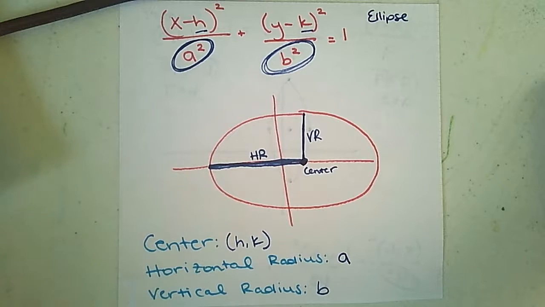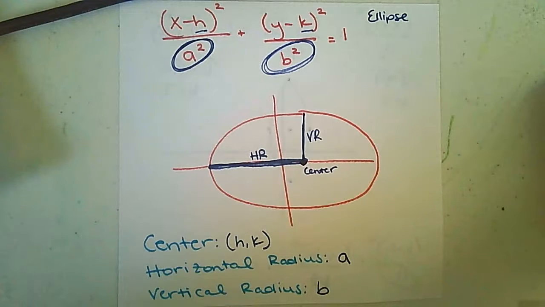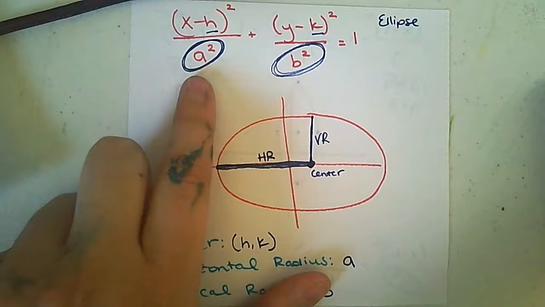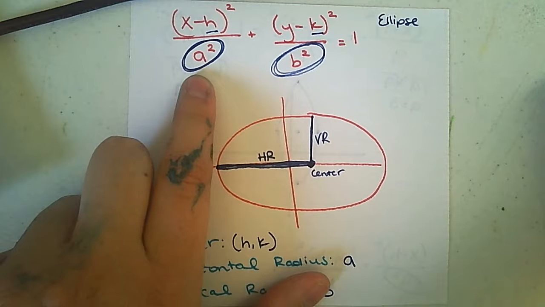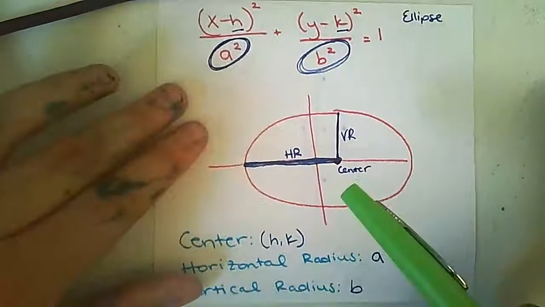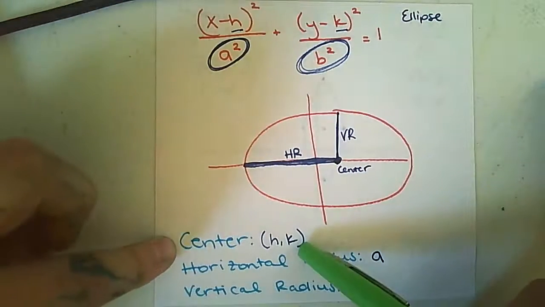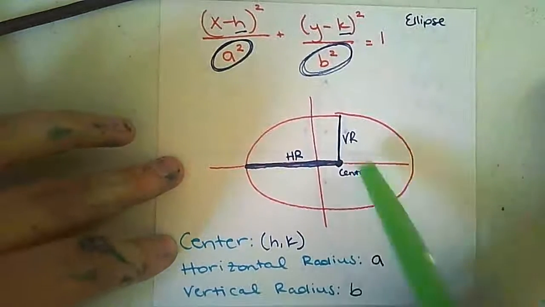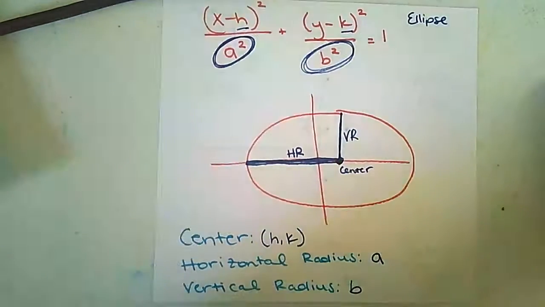All right, so yesterday we started talking about ellipses. An ellipse is kind of like an oval shape. We looked at the equation for an ellipse, and it looks like this: (x minus h) squared over a squared plus (y minus k) squared over b squared equals 1. Remember our center, we find it the exact same way we did for our circle. Our center is (h, k), and remember it's opposite of what we think. There's my center.